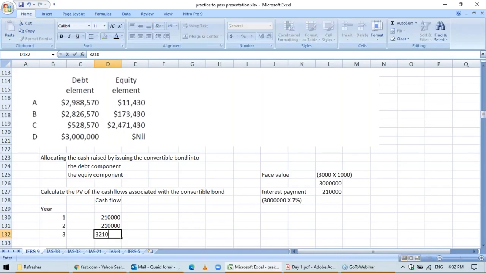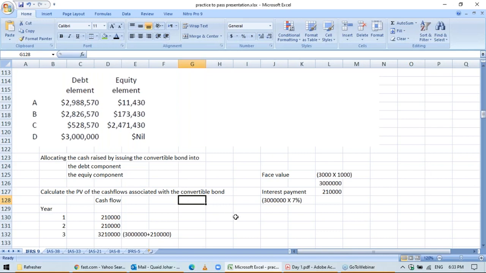So in the third year, 3,210,000 will be the payment amount, right? And the 3,210,000 includes the face value at which the bond will be repaid and the third year's interest. It's a combination of these two amounts, right? This is the cash flow.